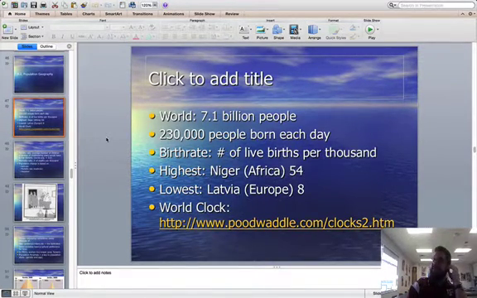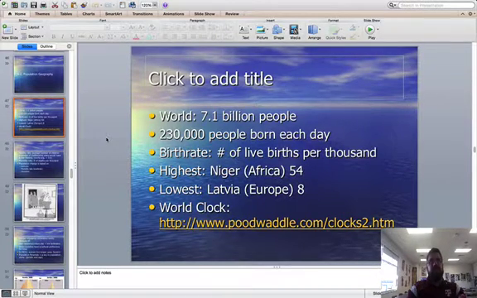We have about, it says 7.1 billion on here. It's really about 7.5 billion people on Earth. So we see around 230,000 people born each day. So obviously this is a big problem that we're facing, is overpopulation. And most of these births occur in the developing world. So your poor countries on Earth is where you're seeing most of the growth.